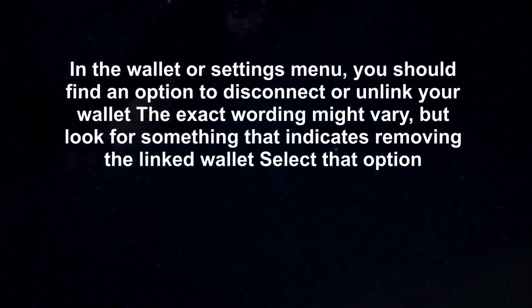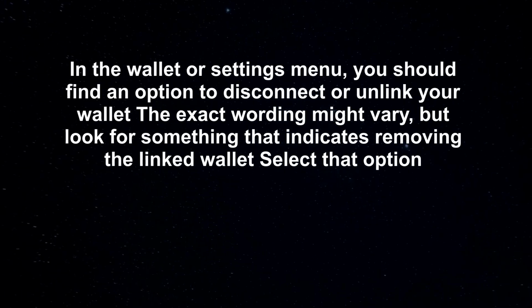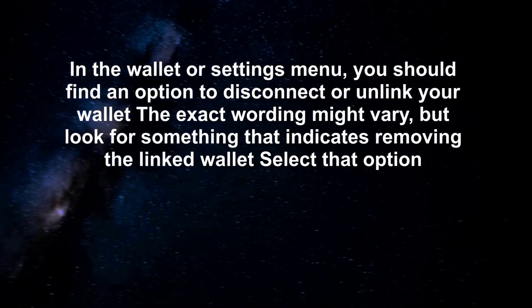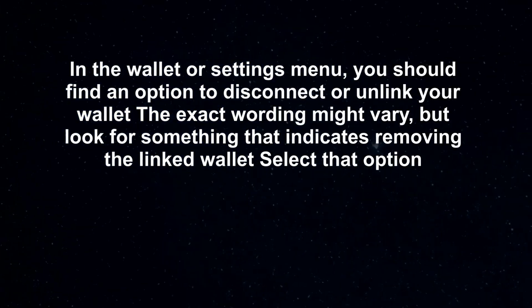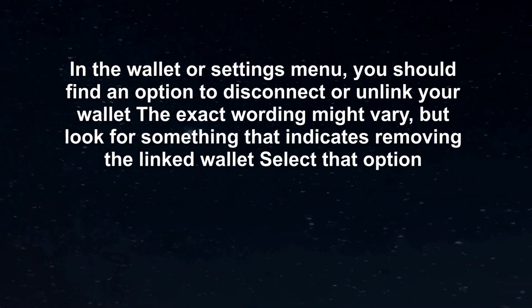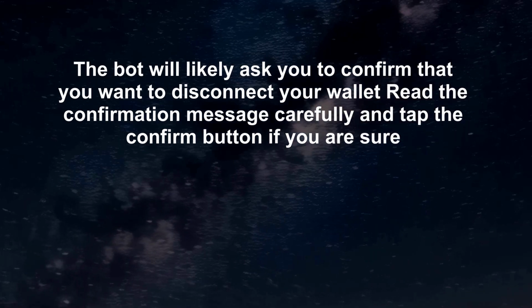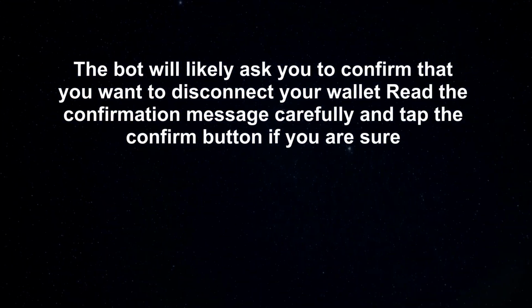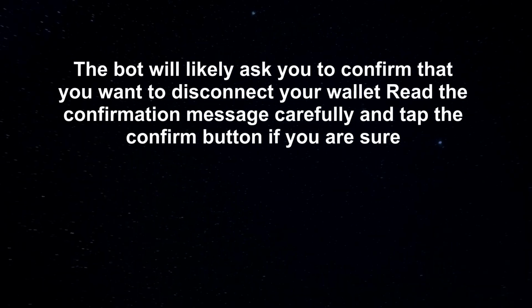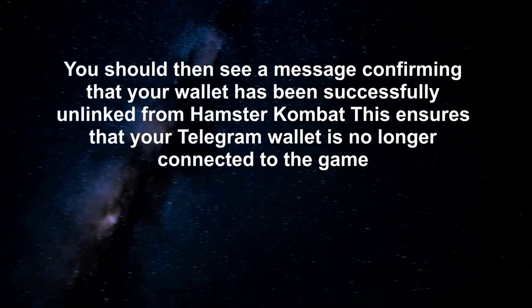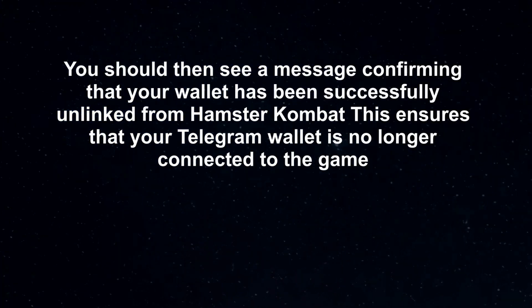In the wallet or settings menu, you should find an option to disconnect or unlink your wallet. The exact wording might vary, but look for something that indicates removing the linked wallet. Select that option. The bot will likely ask you to confirm that you want to disconnect your wallet. Read the confirmation message carefully and tap the confirm button if you are sure. You should then see a message confirming that your wallet has been successfully unlinked from Hamster Kombat.